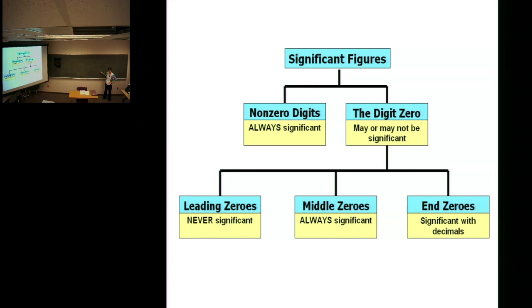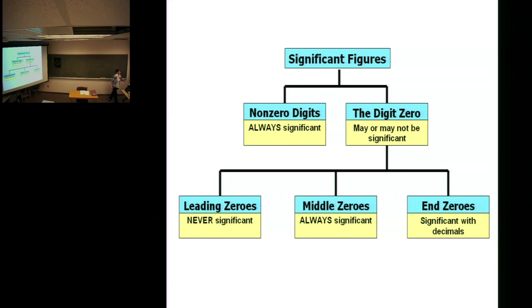Okay, well, what if the decimal was over here? Still 5. That's right. Now, what if I don't have any decimal at all? Then it's only 3 sig figs. Okay, so the end zeros are only going to be significant if there's a decimal. If there's not a decimal, they're not significant. Does that make sense? Okay.